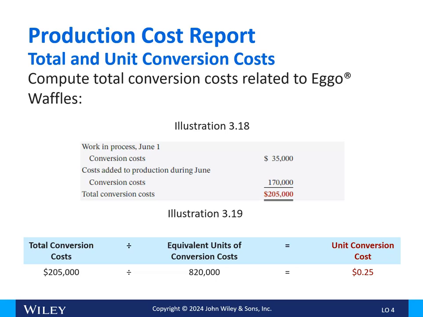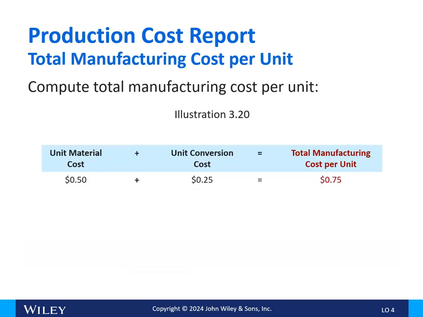Finally, we'll get the total manufacturing cost per unit. It's simply adding the two unit costs together, 50 cents for material, 25 cents for conversion costs. Total manufacturing cost per unit is 75 cents.